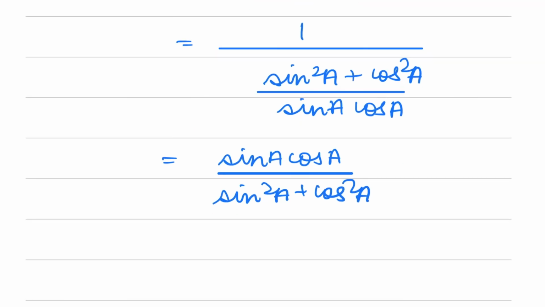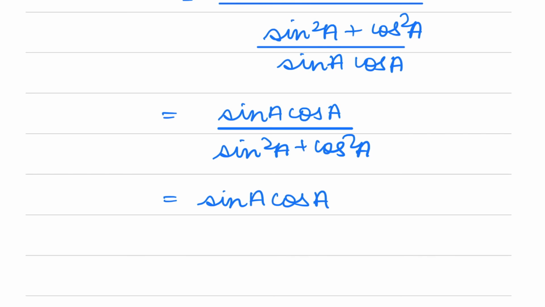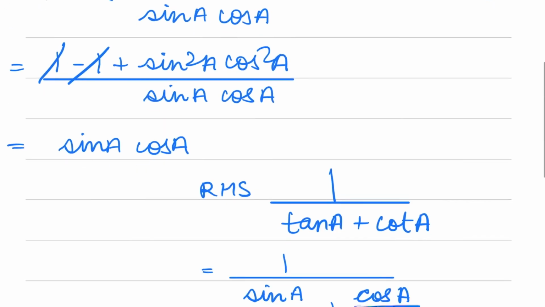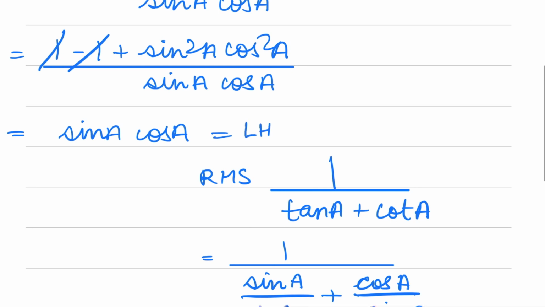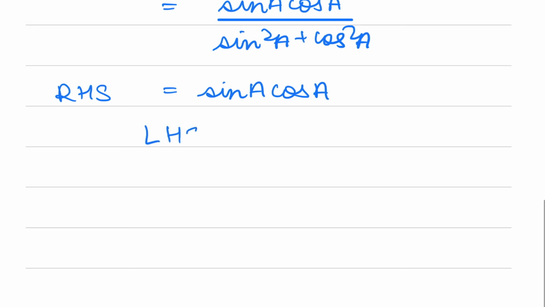Now sin square A plus cos square A is equal to 1, so I can write this as sin A cos A. So now we have got the right hand side as sin A cos A, and even the left hand side is sin A cos A. So I can write here that the left hand side is equal to the right hand side, hence proved.